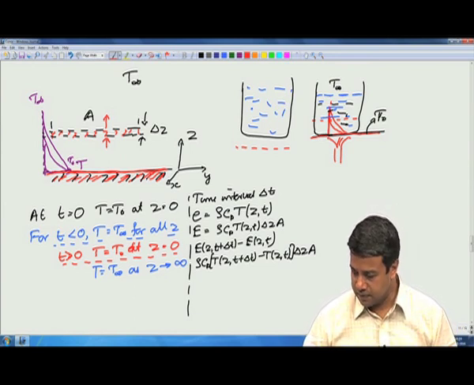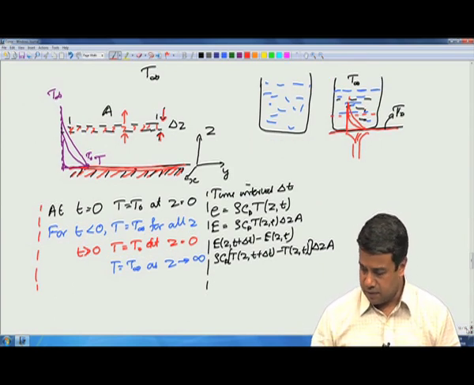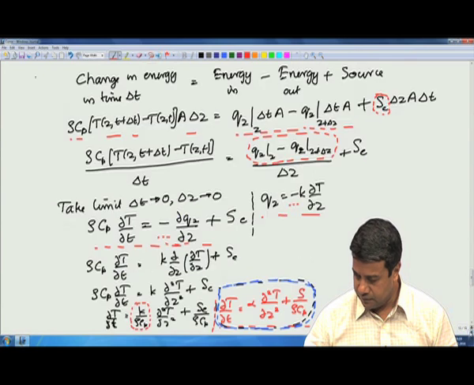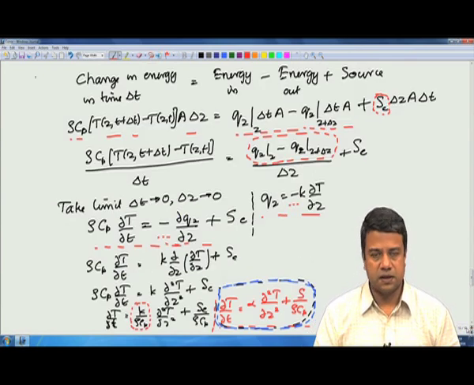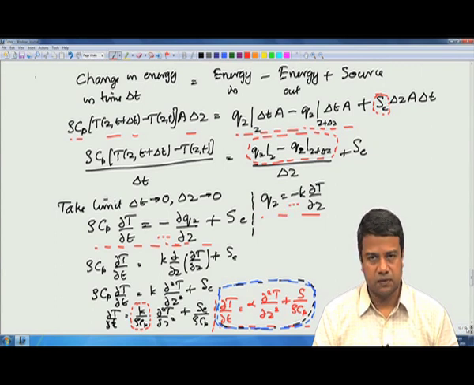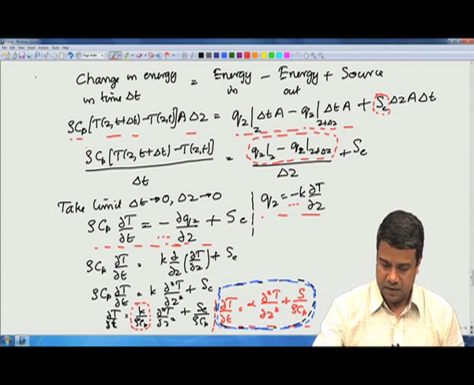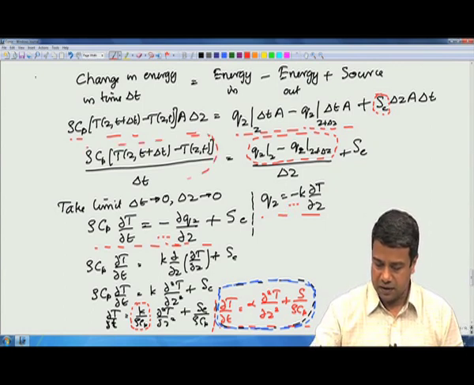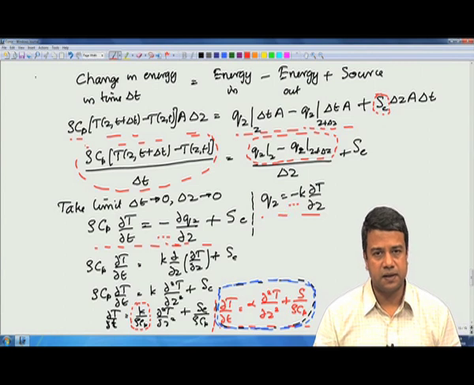So, we had posed this problem. Change in energy within a time delta t is equal to energy in minus energy out plus the sources of energy, may be due to phase change, due to exothermic reactions, due to endothermic reactions, and so on. The change in energy within a time t is just equal to the internal energy of the fluid at time t plus delta t minus the internal energy at time t.